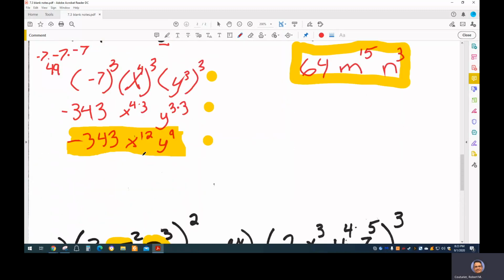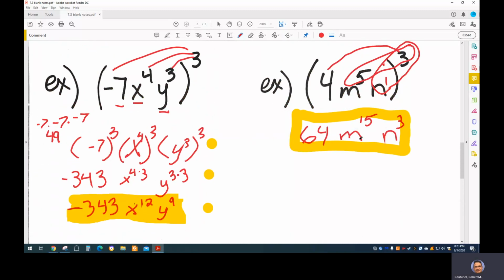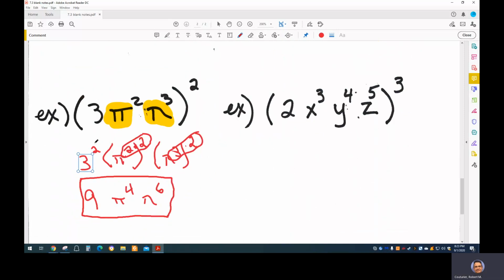So maybe if you're not ready to go from this to this, you can do an intermediate stage and show it like this. So you're starting to prepare yourself on how to think more mathematically, how to slowly start to get faster as you compute these problems.